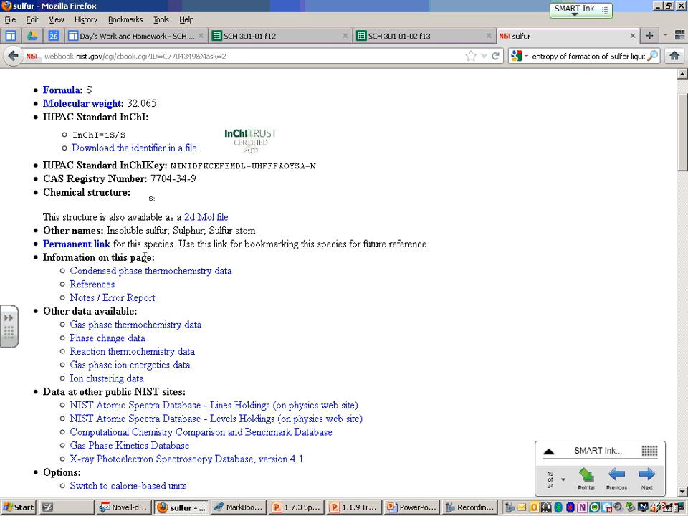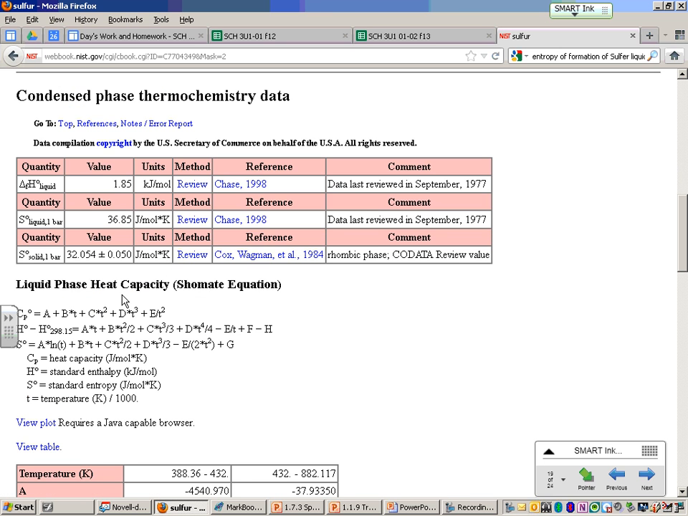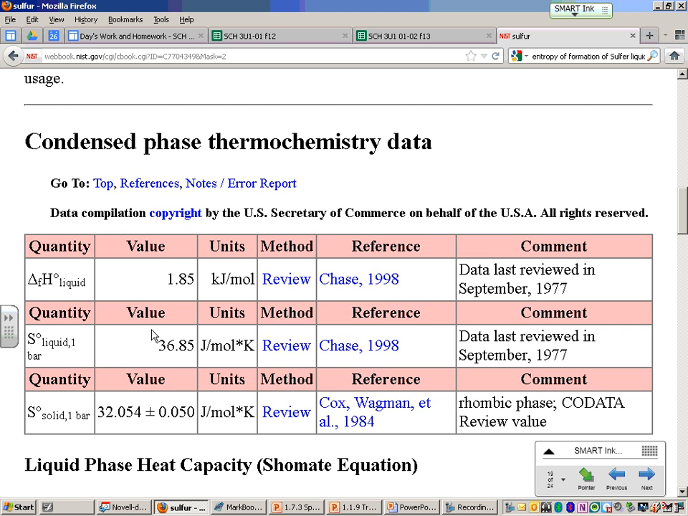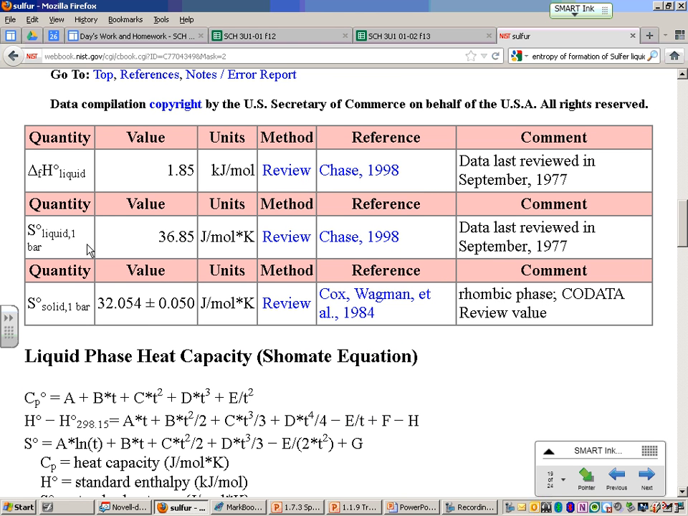Sulfur. Delta H formation of the liquid, 1.85 kilojoules per mole. Entropy of the liquid, 36.8. Okay, we got it right there. Let's zoom in. There's our data. I don't even know what the melting point of sulfur is. This is going to be fun, people.